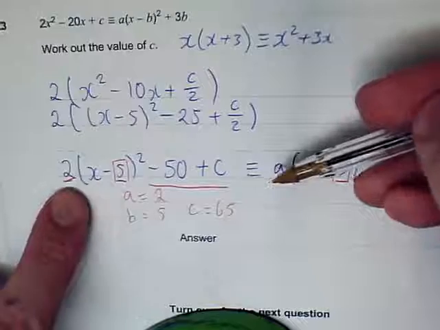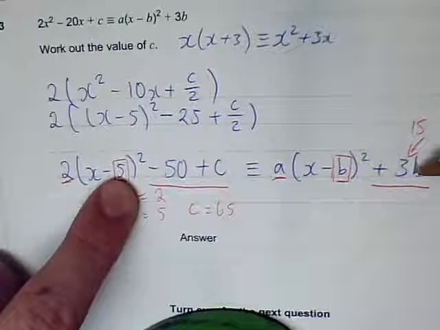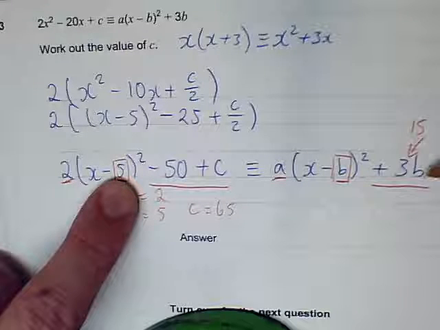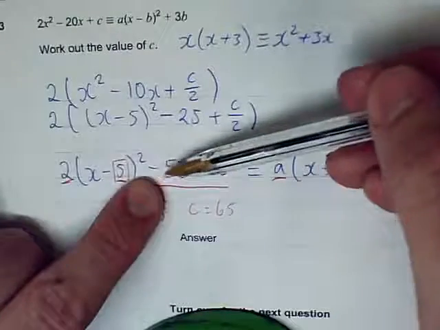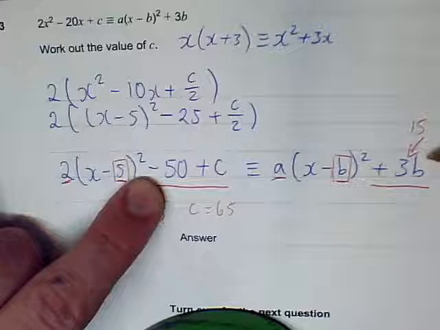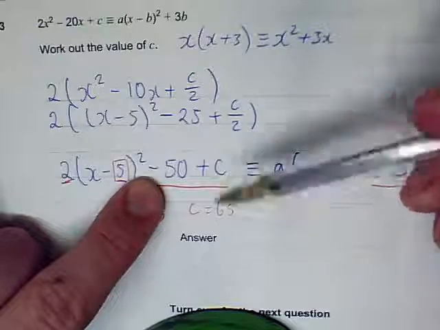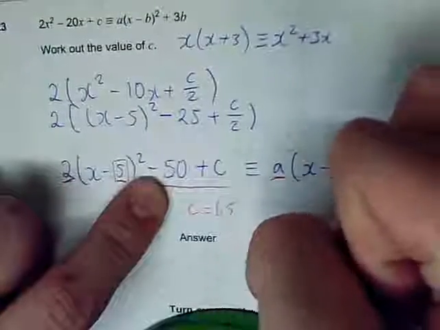So you can make comparisons. The a was 2, the b was 5, therefore 3 lots of 5 was 15. So this is what we're trying to get. We wanted to say plus 15. From when we did the completed square, we ended up with minus 50, add a number. So if we want plus 15, that number must be 65. So when it says work out the value of c, the answer is 65.